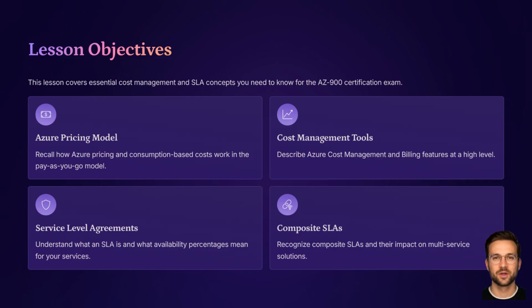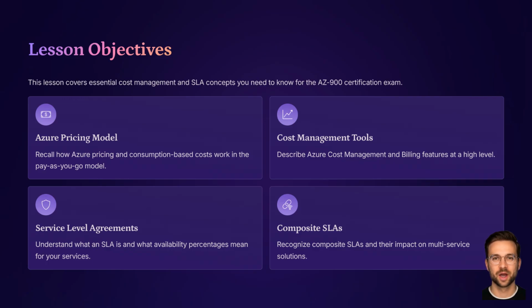Here is what we will cover in this lesson. First, we will briefly recall how Azure pricing works at a high level. Second, we will explore Azure Cost Management and Billing, and how it helps you monitor and control your spending. Third, we will introduce service level agreements and common availability targets. Fourth, we will see how composite SLAs work when multiple services are combined in a solution. Finally, we will connect these ideas with exam-style questions.